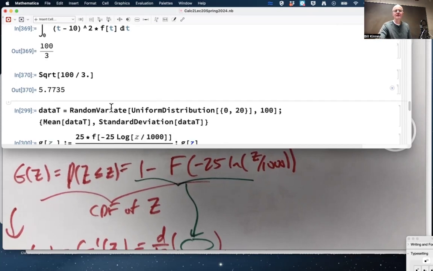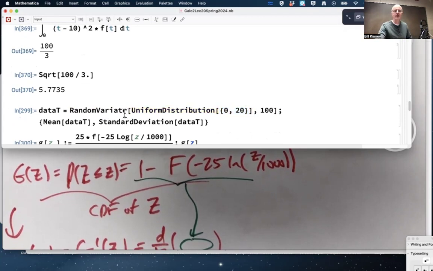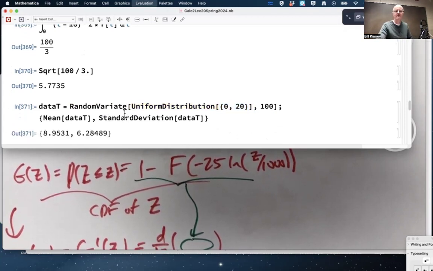We can do a simulation for this, using the uniform distribution instead of the exponential distribution. The thing that got plugged into the exponential distribution was the lambda. What gets plugged into the uniform distribution is the interval on which the PDF is positive, 0 to 20. With 100 data points, we're going to get a mean and standard deviation of the data that should be close to 10 and 5.8. Keep doing it, and typically that will be generally true.